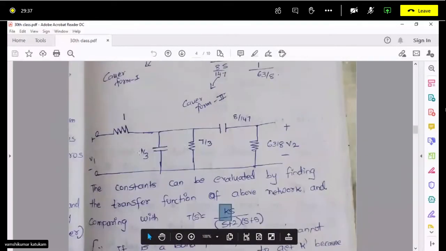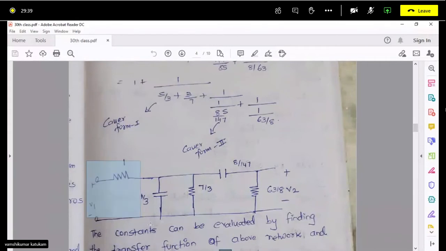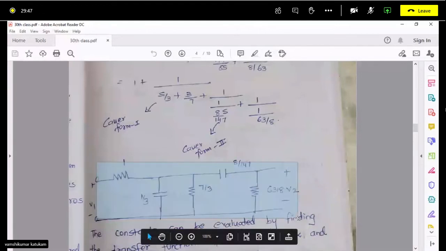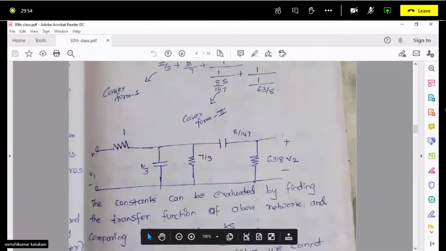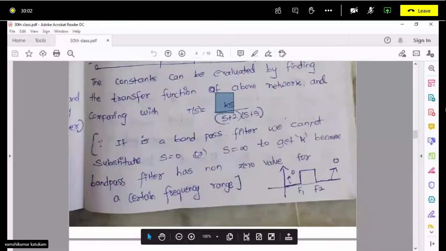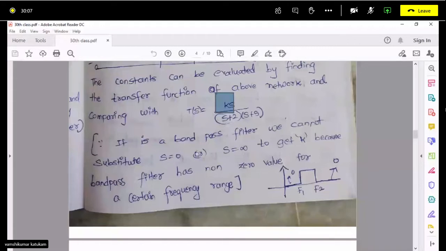So the only way I think is just to find the transfer function for this. Okay, v2 by v1, now just z1 z2. How to find the transfer function? You can do it, right. Take these two in a series parallel combination. You can do it. Okay, and you will get it, right. And compare with this k, then you will get the k value for this band pass filter. Okay.